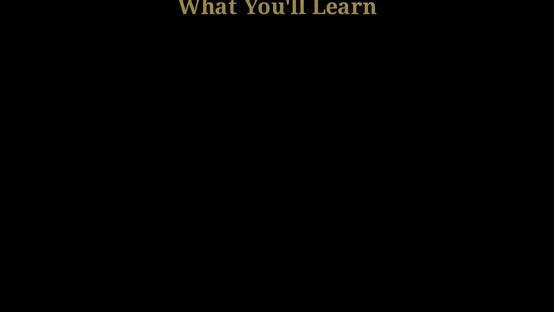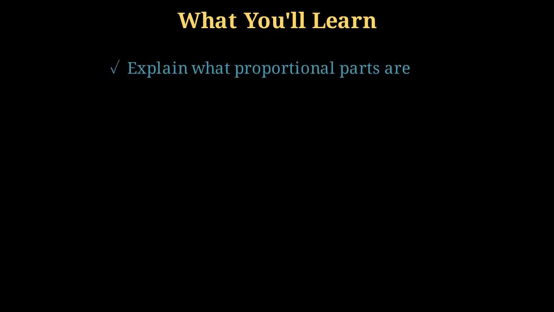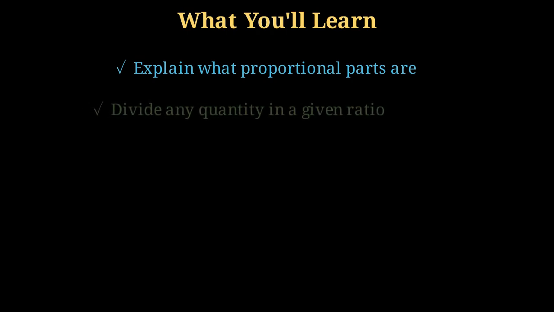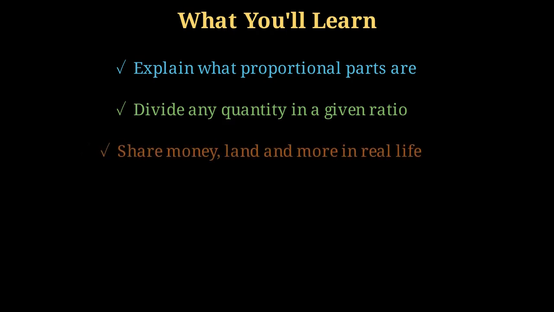By the end of this lesson, you will be able to, first, explain what it means to divide a quantity into proportional parts using a ratio. Second, divide any quantity in a given ratio with one reliable method: total parts, fraction, share. And third, apply proportional sharing to real life: money, land, learners in a school, and business profits. Let's build the method properly with a picture you can always draw for yourself.